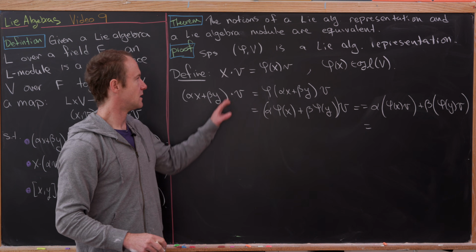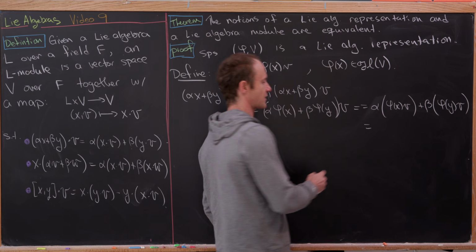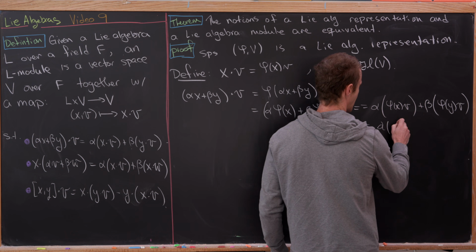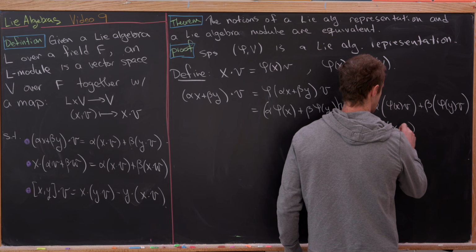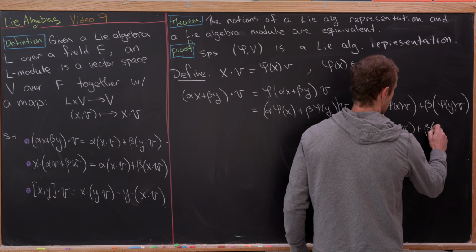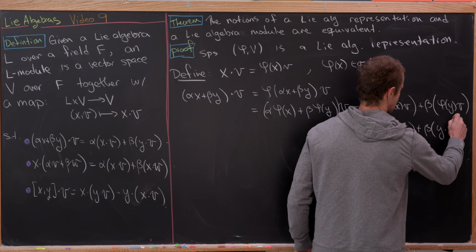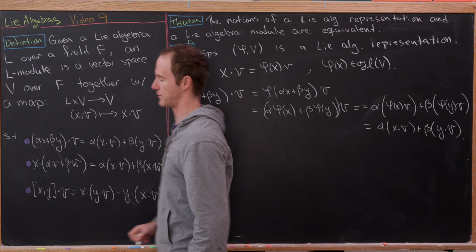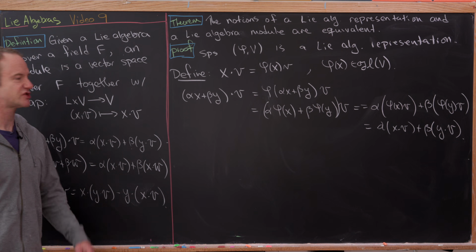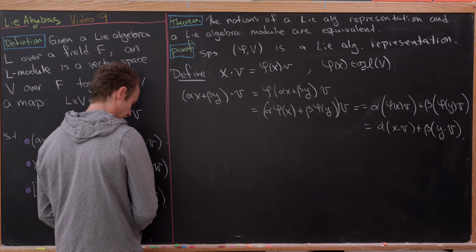But then, using this definition in reverse, that gives us alpha of x dot v, or x acting on v, and then beta of y acting on v. So that's the first property. And now let's check the second property.